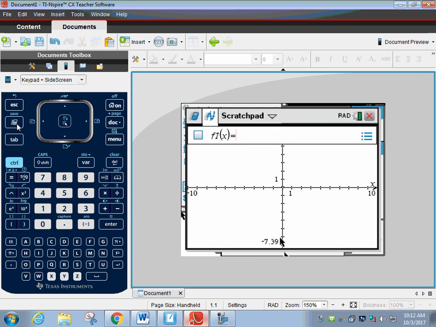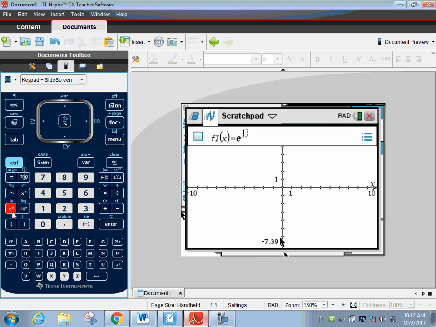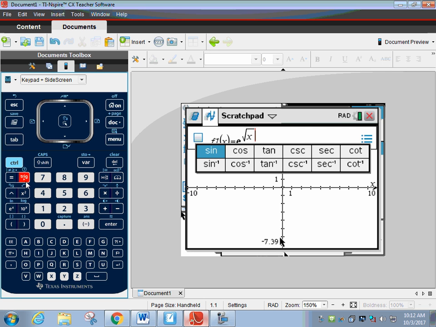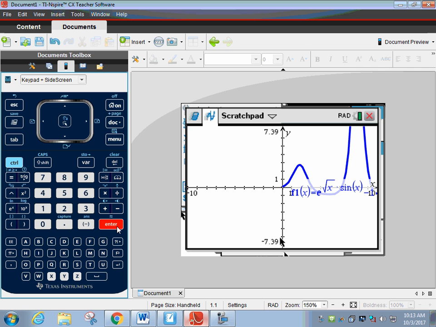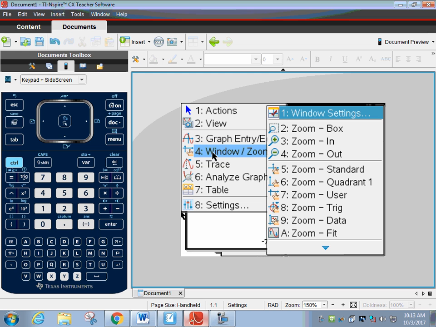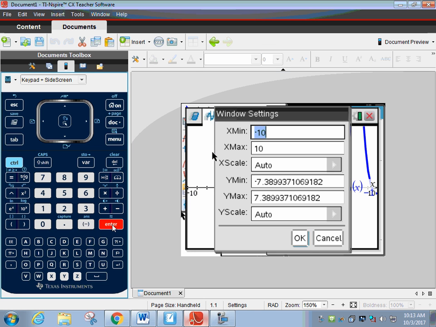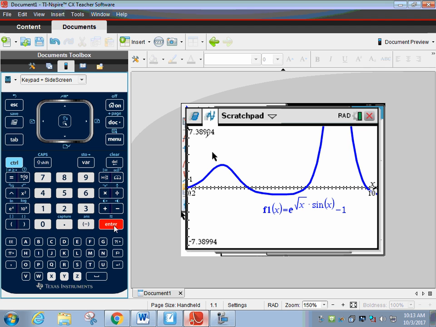E to the root t, x sine x minus x1. Boom. Okay, setting the window to 0 to 10. Boom. 0. Okay.